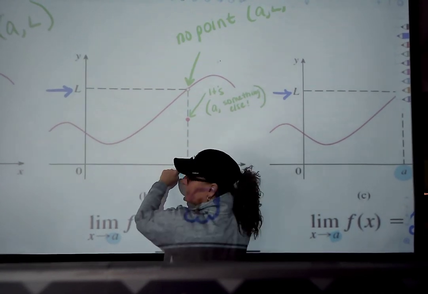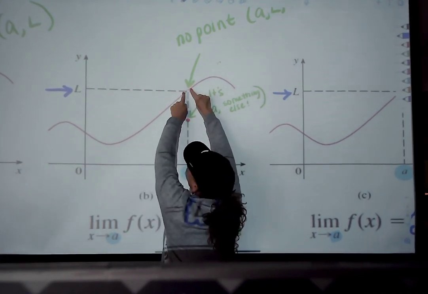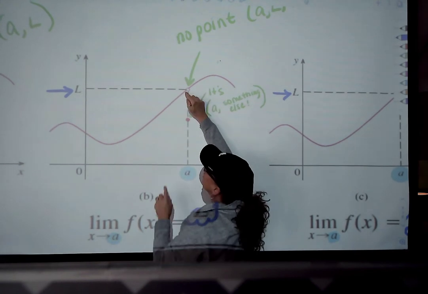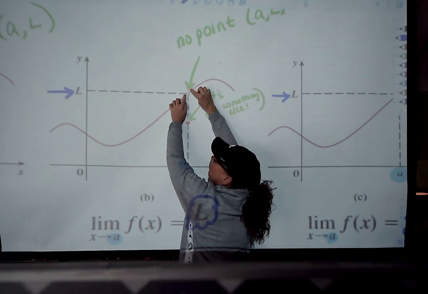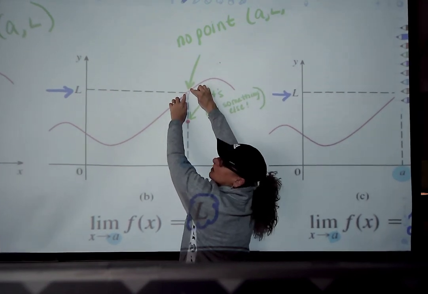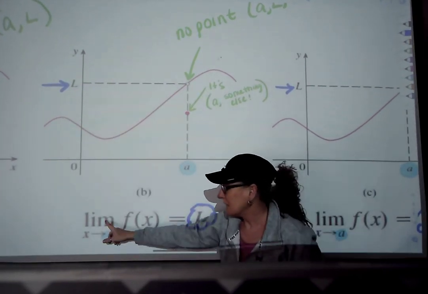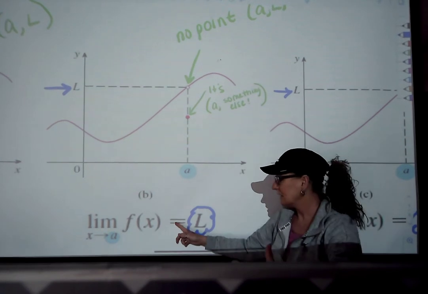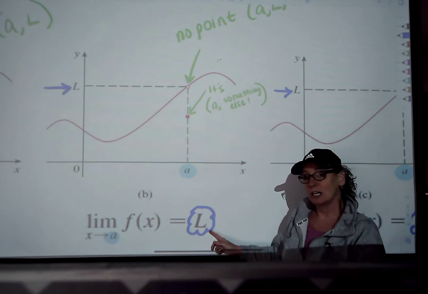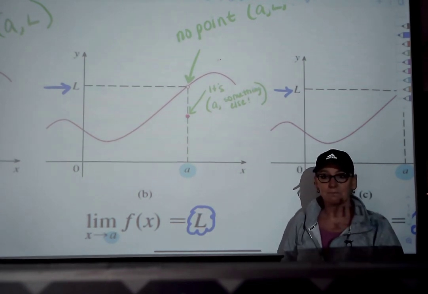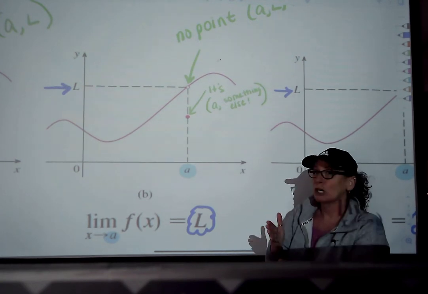Where is the pink graph when I'm close to it? Well, the pink graph is right up here. So as x is close to a on this side, and as x is close to a on this side, what are my y values close to? L. The limit as x approaches a of f of x is L. As x gets close to a, my y's are getting close to here. A limit is not about what's happening at a. It's about what's happening close to a.